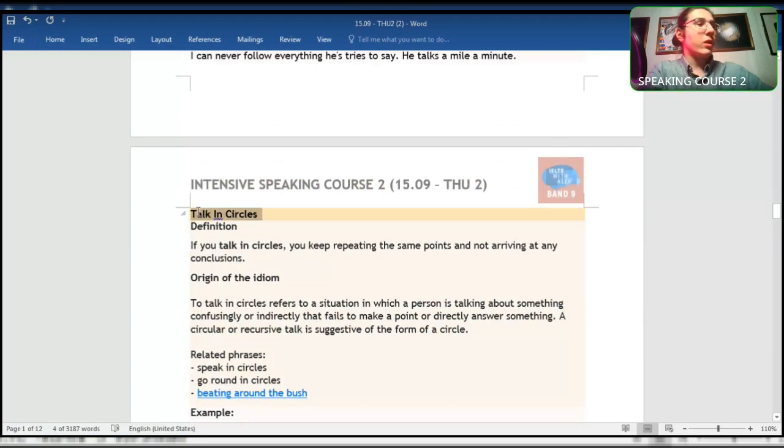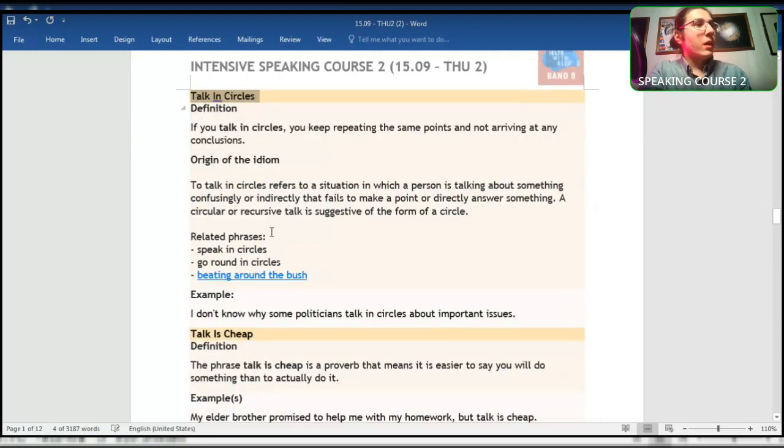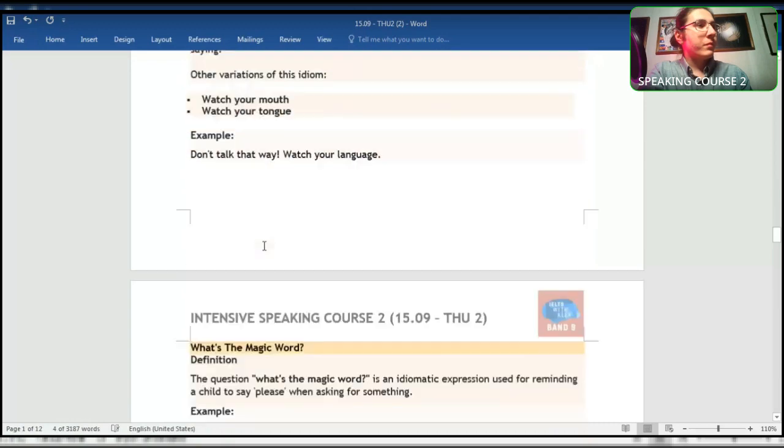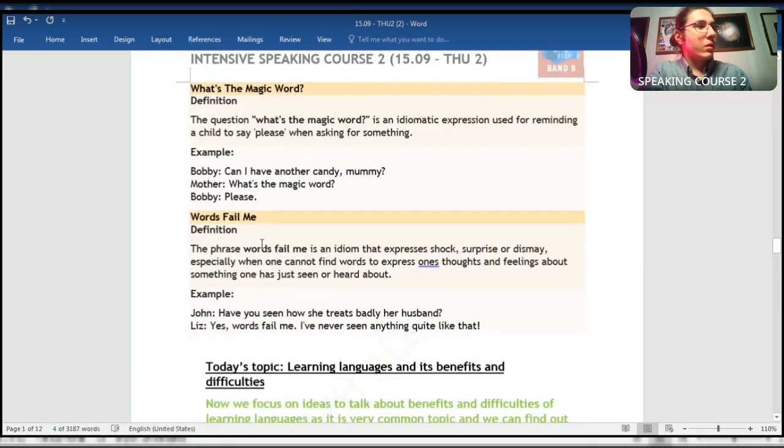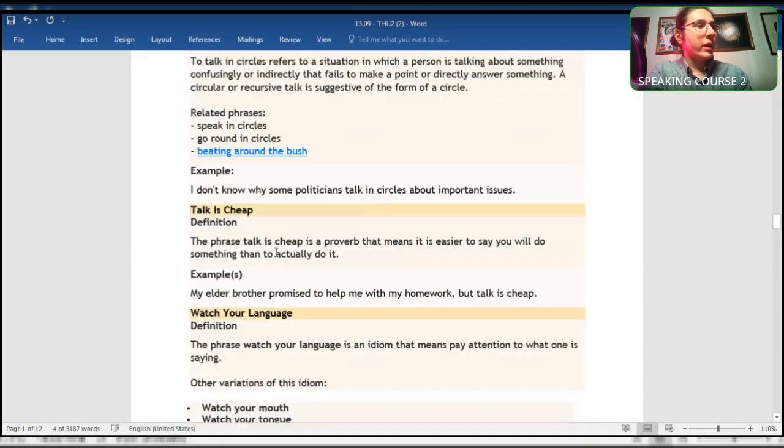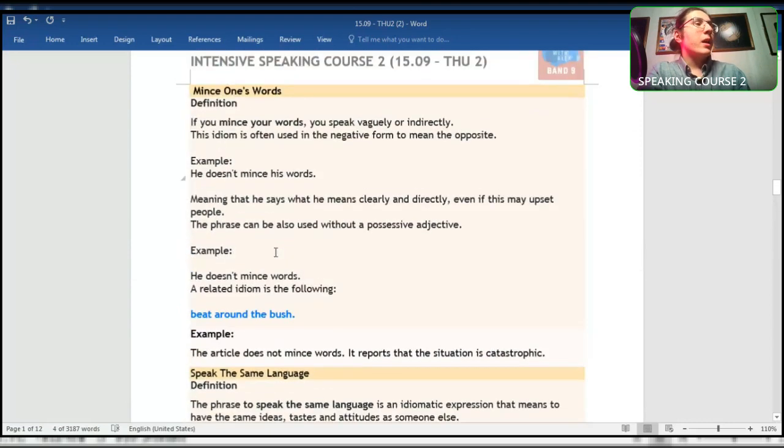Talk in circles. We also covered that. Good phrase. Good phrase. Okay, cool. We're going to get to that in a second. Let's do the last one.